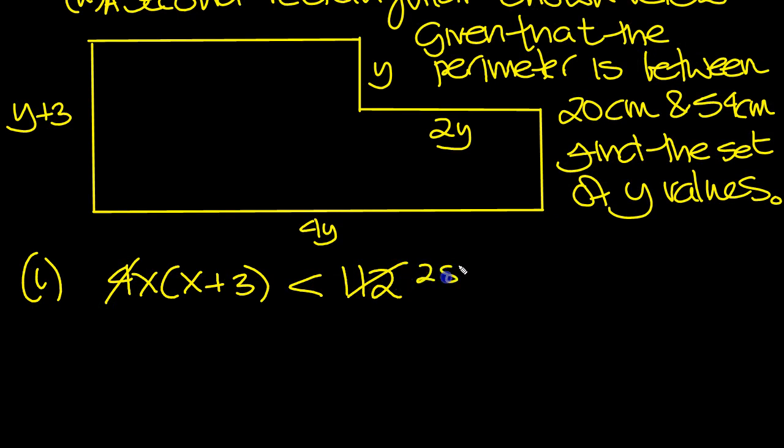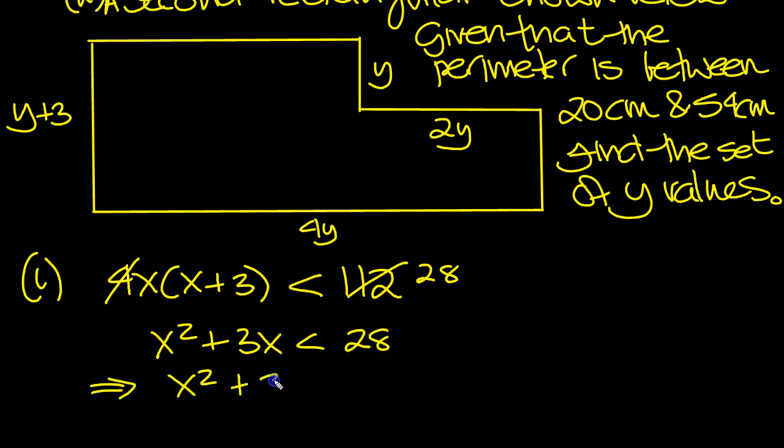56, 28. Half and half again is 28. Tap it in the calculator if you need to. 112 divided by 4. Expand the bracket so we get x squared plus 3x is less than 28. So that tells us then that x squared plus 3x minus 28 is less than 0.